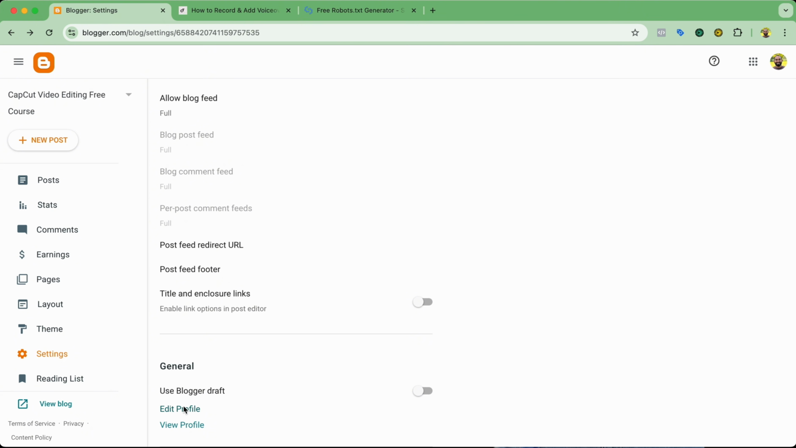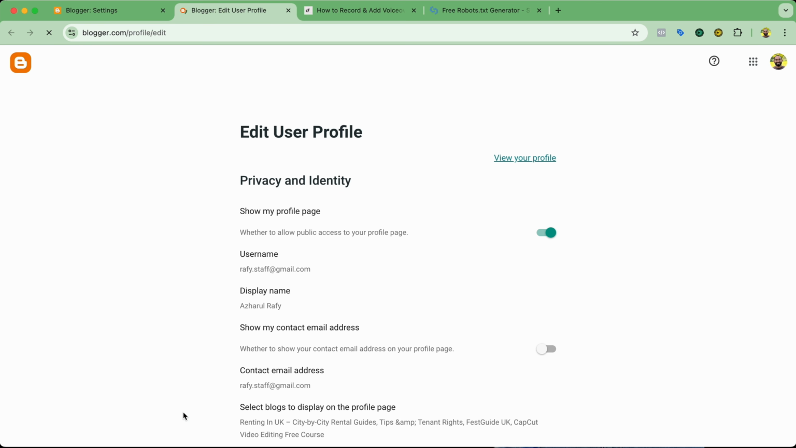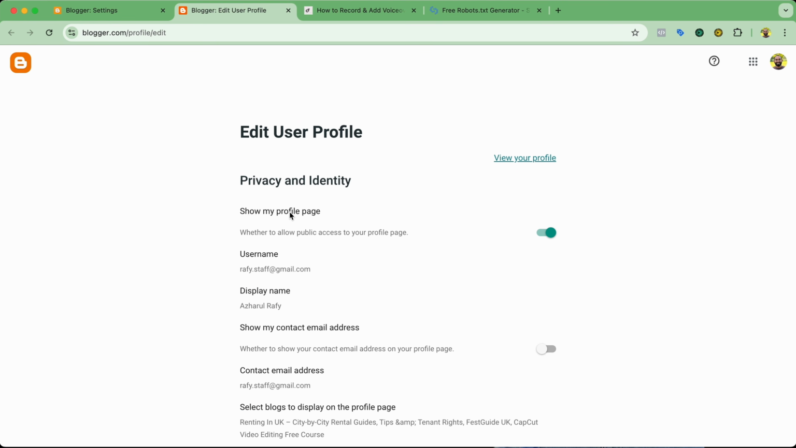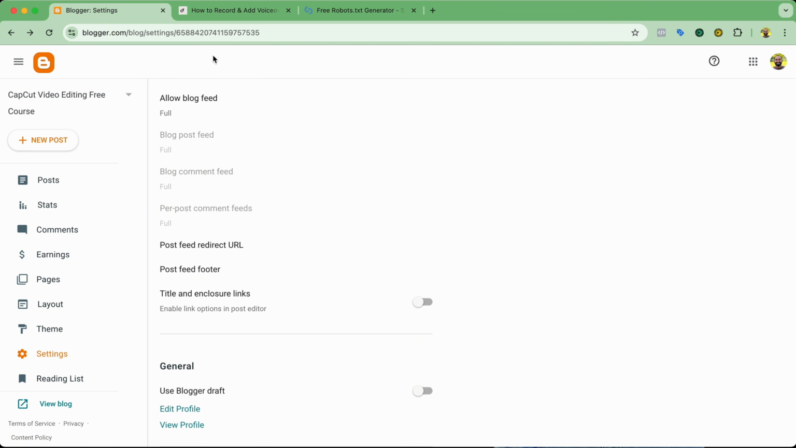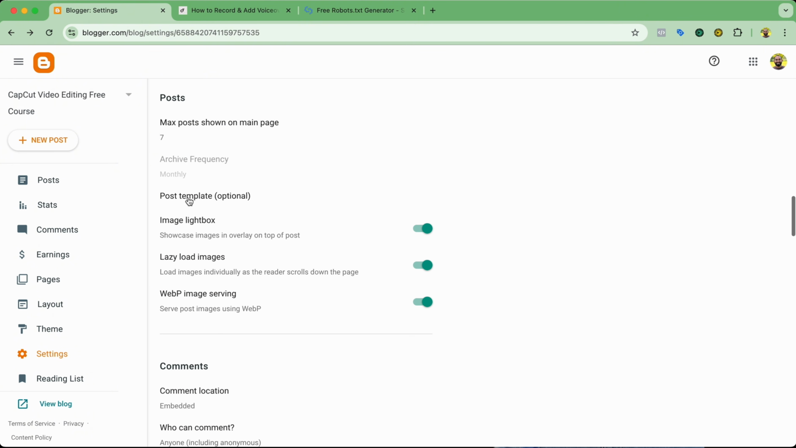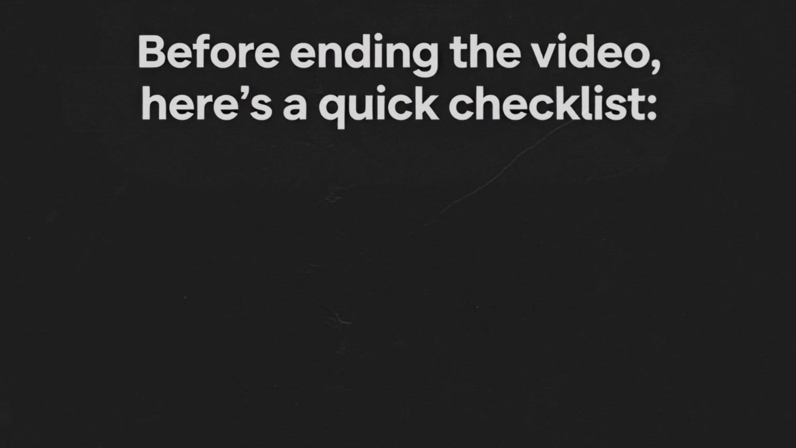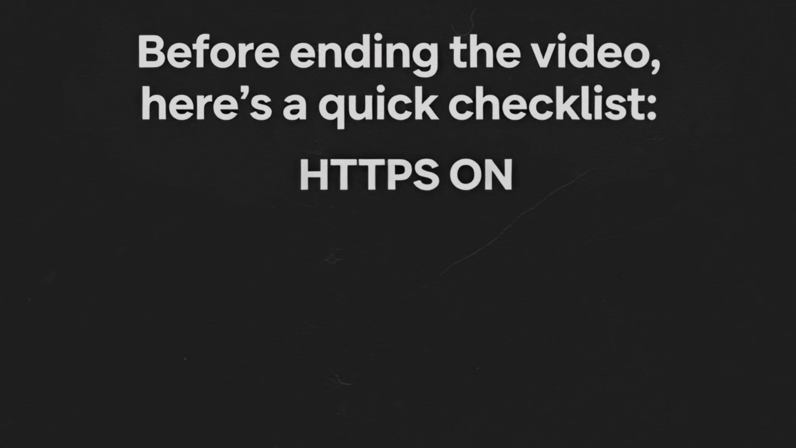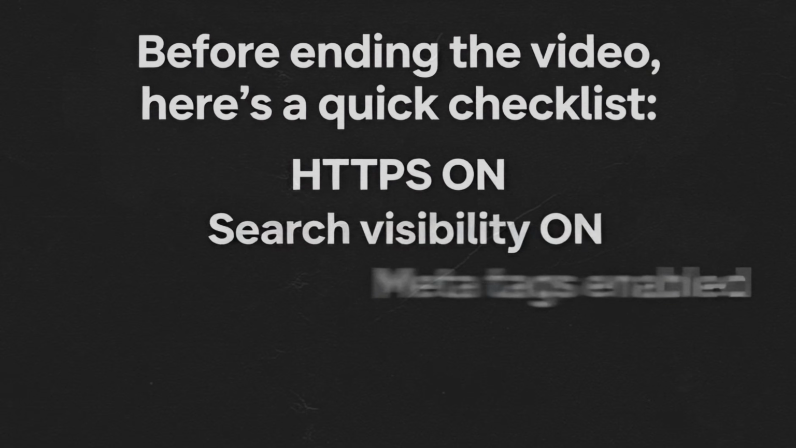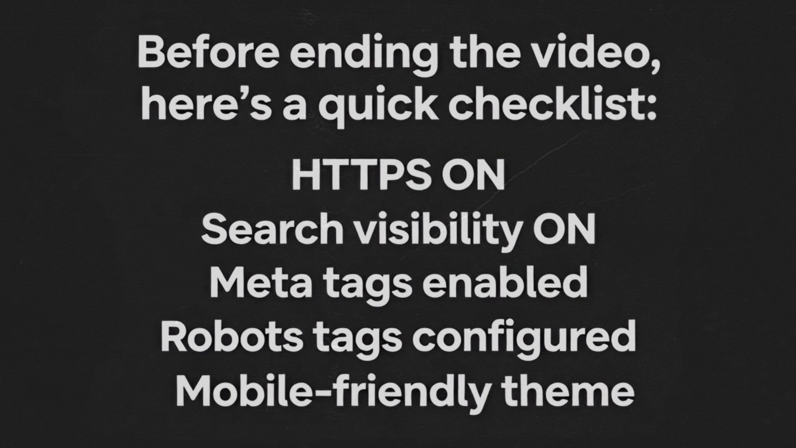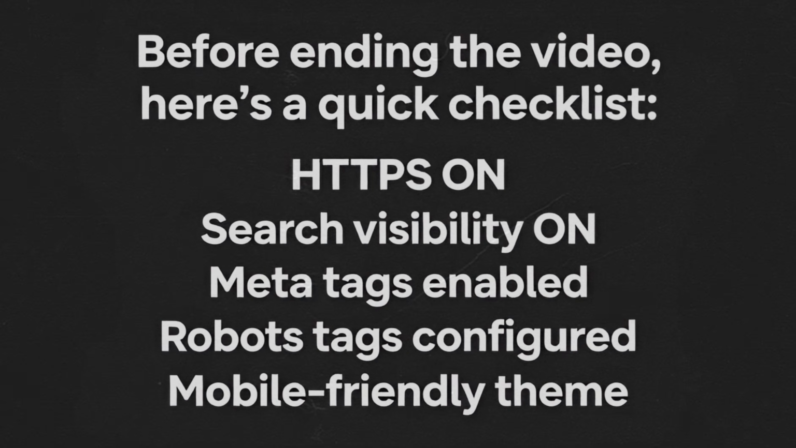From here you can edit your profile, as you can see, and you can view your profile. If I click here on edit profile, I can see some of the settings, and depending on my need I can simply customize them. So this is not as important as the previous settings we have got. So this is it. Before I end the video, here's a quick checklist. Please make sure your HTTPS is on, make sure the search visibility is on, add meta tags enabled, robot tags are configured, and you have a mobile friendly theme for proper SEO.